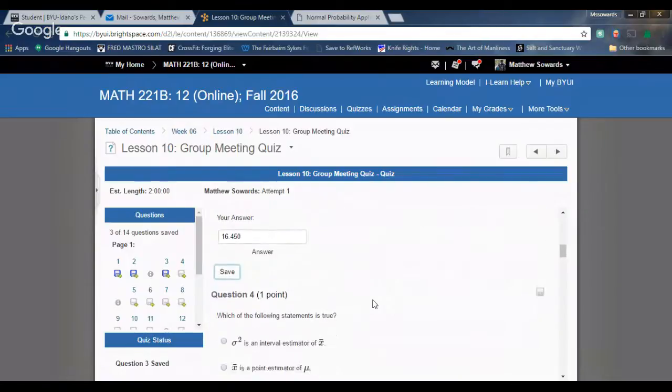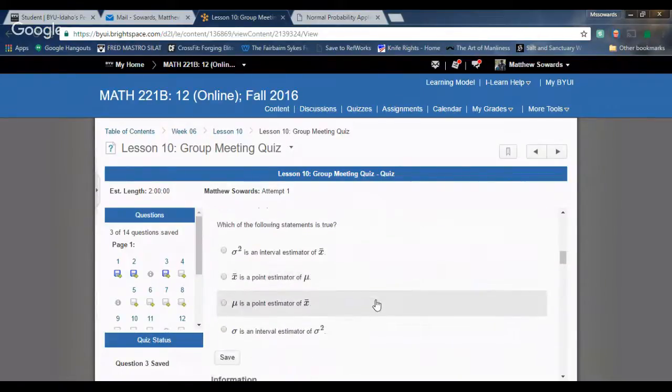And I got 16.450. Yep. Is that what you got? Mm-hmm. Cool. So that's the margin of error. Yep. Sounds good to me. Okay.